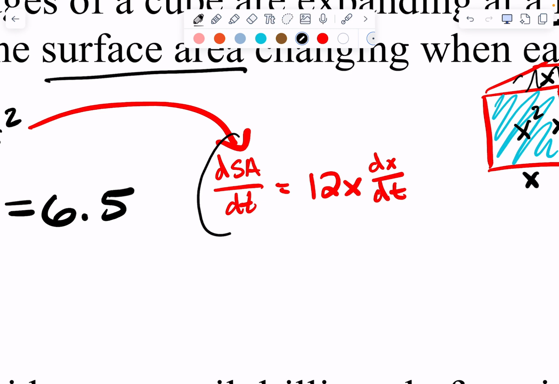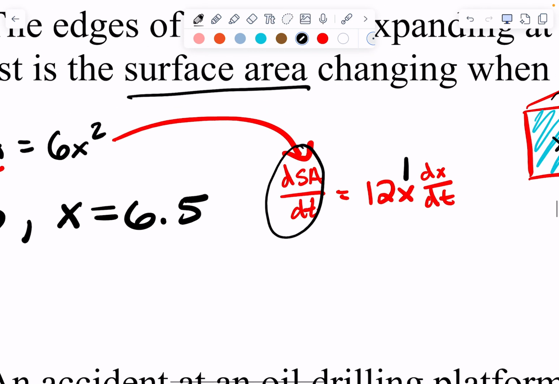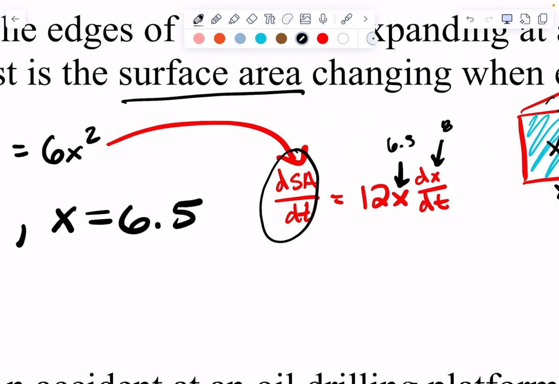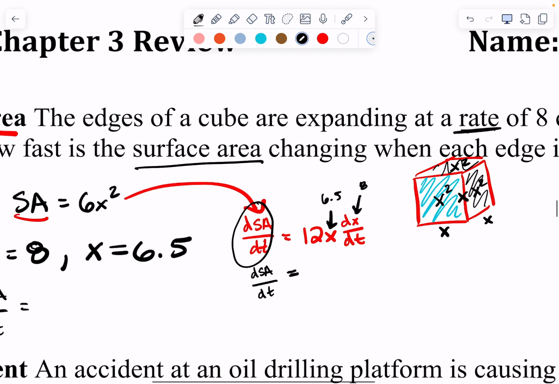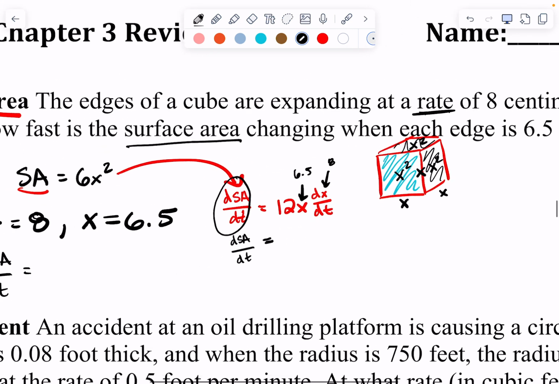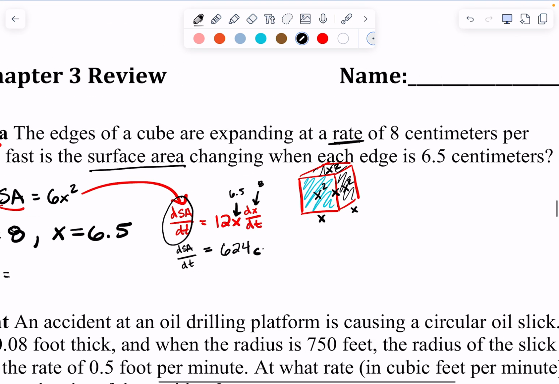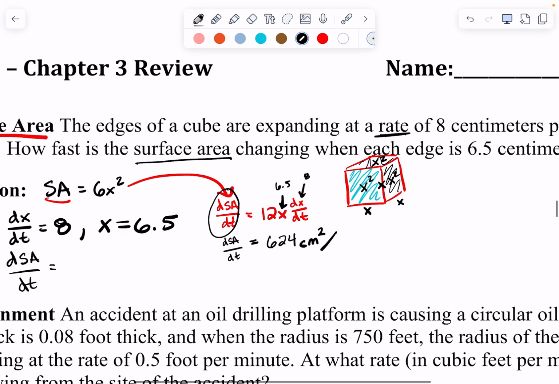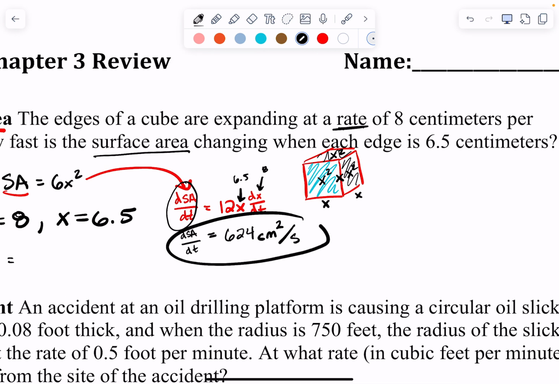All right, we are trying to find this guy, and we are plugging in numbers. We're plugging in 6.5 here, and we are plugging 8 in there. Well, whatever that comes out to be. What's 12 times 6.5 times 8? The rate of change of the surface area with respect to time is, I don't know, whatever that is. 96 times 6.5. 624. 624 what per what? Centimeters squared per second, because it's area, right? Yep. That is the rate of expansion.